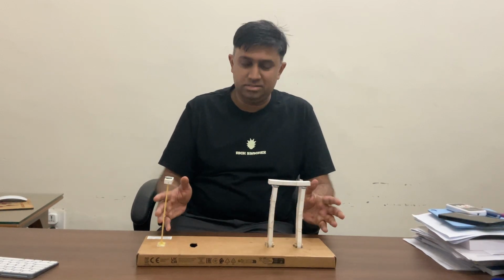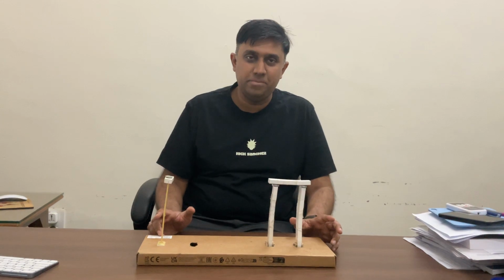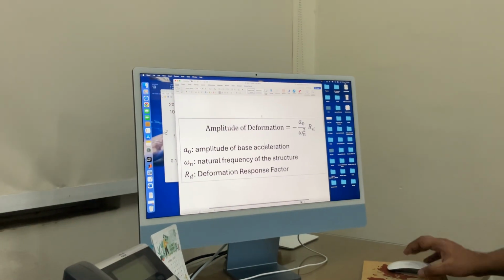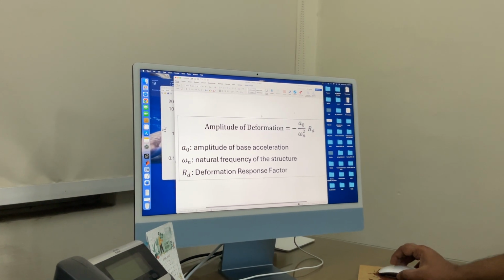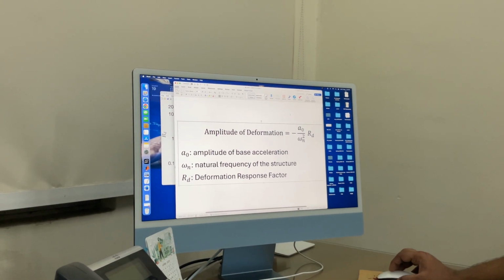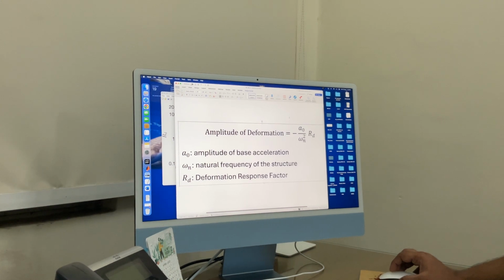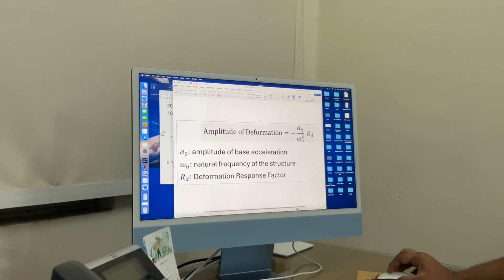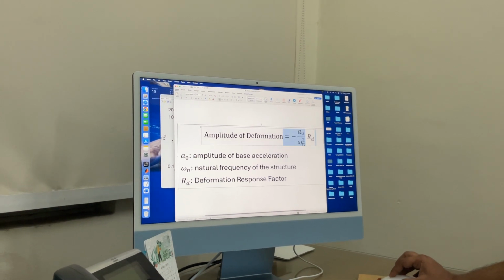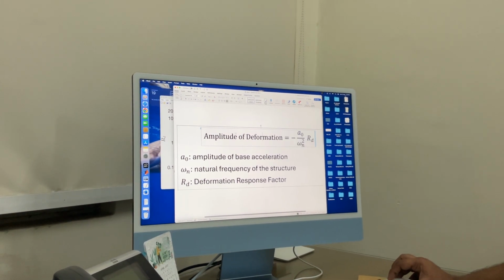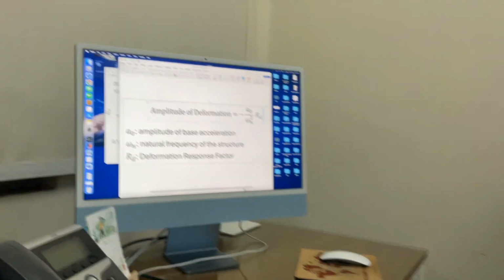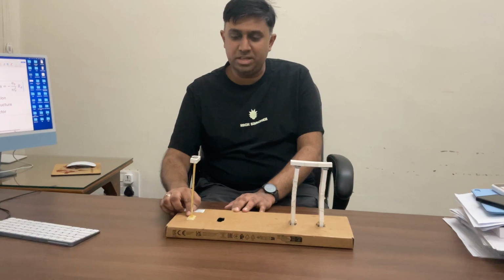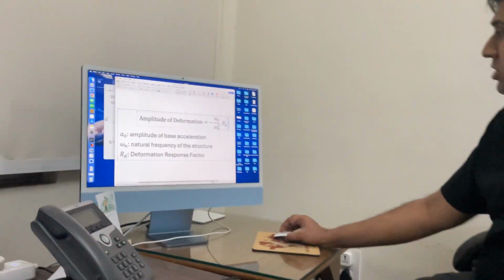Now why is this parameter damping ratio important, right? Maybe we can have a little bit of a look at the relation of the amplitude of deformation, right? So it is governed by all these terms which are appearing on the right hand side, right? And this amplitude of deformation is nothing but the amplitude of the motion at the top with respect to base, okay?